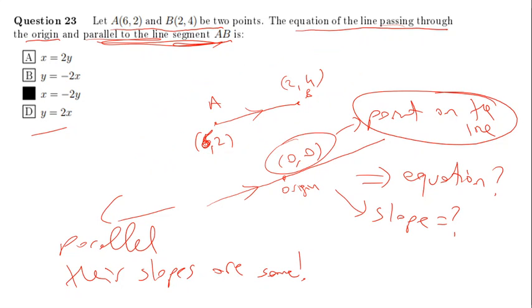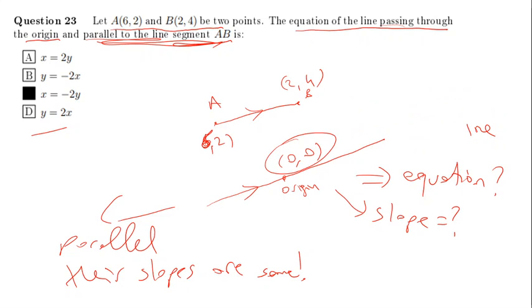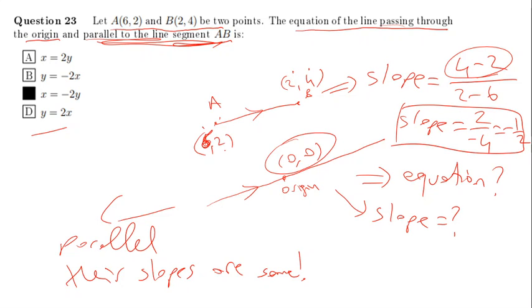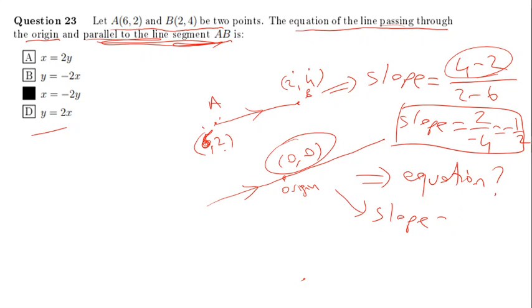So now we find the slope of this one. So what's the slope of AB? So here the slope is 4 minus 2 over 2 minus 6. So the slope turns out to be 2 over minus 4, which is minus 1 over 2. So now we have the slope here. The slopes are the same. So we have this slope as minus 1 over 2.